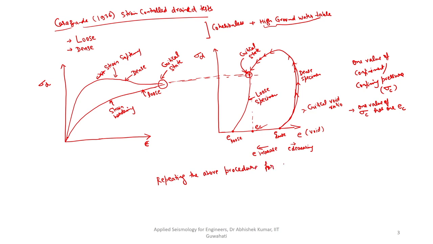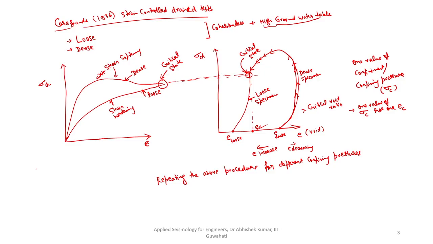Repeating the above procedure for different confining pressures, that means you have done it at one confining pressure and obtained the value of sigma c and critical void ratio. Again repeat the same set of experiments corresponding to a different value of confining pressure, and you will get another value of critical void ratio. Again repeat the same procedure for different values of confining pressure, and every time you will get different values of void ratio, that means critical void ratio.